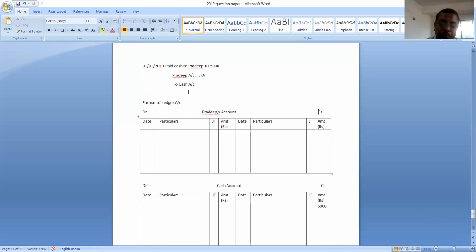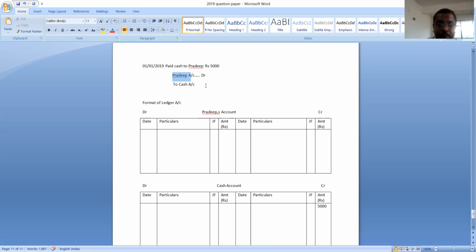Okay, now we need to analyze the transaction and pass the journal entries, and later we should post that journal entry to ledger account. Now, how to post the journal entry to ledger account? This is the journal entry. Pradeep's account debit to cash account.